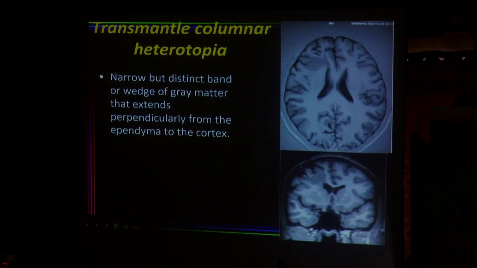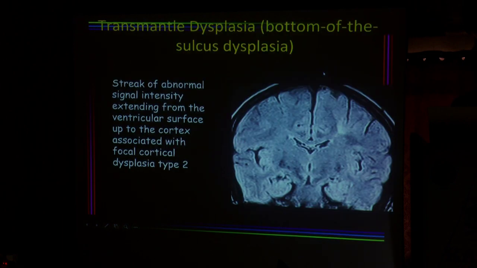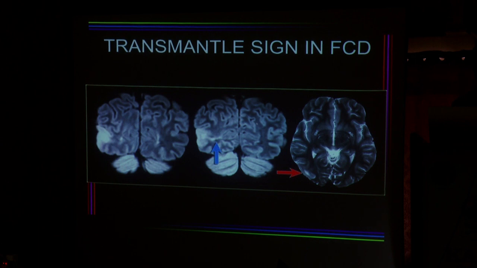So this is an example of a transmantle columnar heterotopia where you can see gray matter extending from the cortex towards the subependymal region. In contrast, in dysplasia, which is otherwise called the bottom of the sulcus dysplasia, this abnormal signal extends from the periphery with a hyperintense signal in the FLAIR image, in contrast to the transmantle heterotopia. So that is the difference between the transmantle dysplasias and the transmantle heterotopia. And this is called the transmantle sign, which can be seen in focal cortical dysplasia.